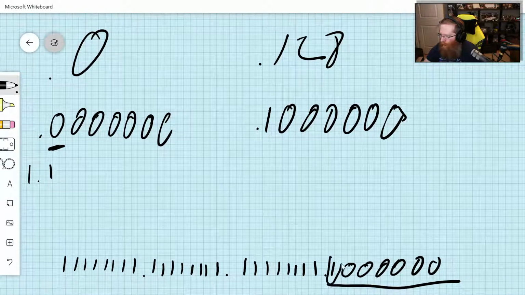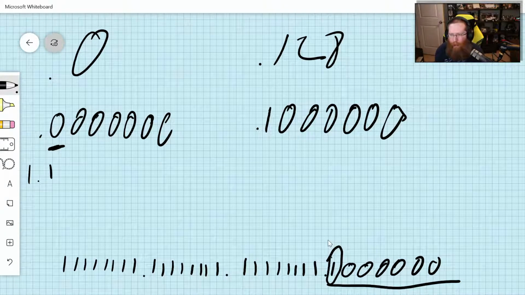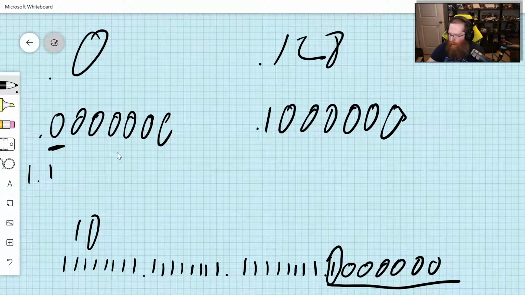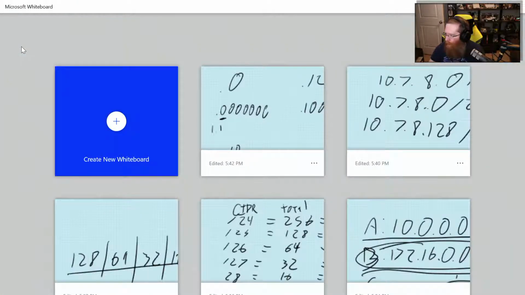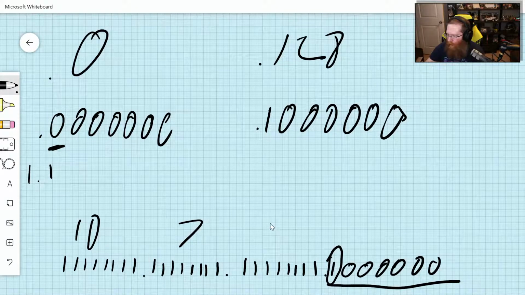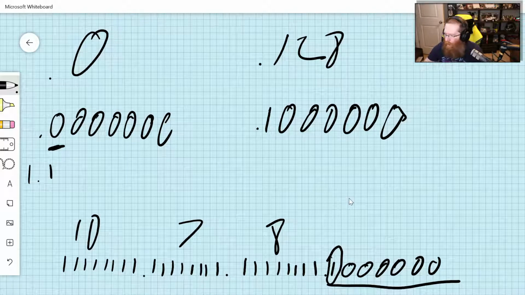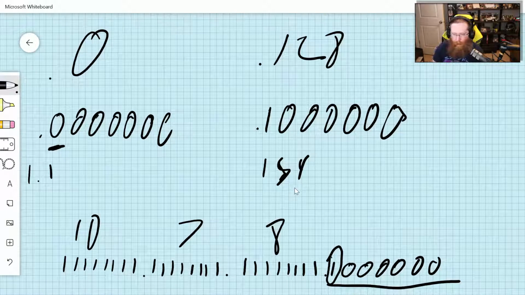So this spot has 2 possible options. It only has on and off. So if we were to look at, remember this was 10.7.8.0. Okay, 10.7.8. All right. And we weren't sure which network something was going to fall into. So I'm just going to put a number out there. I'm going to go 154.